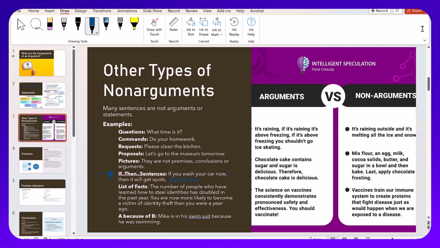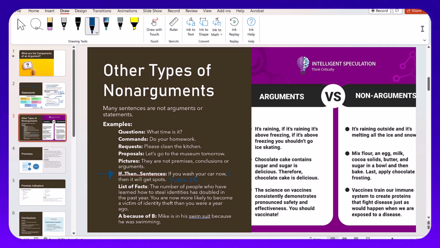Then you can have a connection to the conclusion, right? So if you wash your car right now, it will get dirty right away. Therefore, you should not wash your car right now. You have that connection. But in and of itself, it's not an argument. I would say this is the one that a lot of times people will see and be like, oh, that's an argument. But it has to have more than just that one part. A list of facts can also sometimes feel like an argument. And the key is identifying when it is just a list of facts.